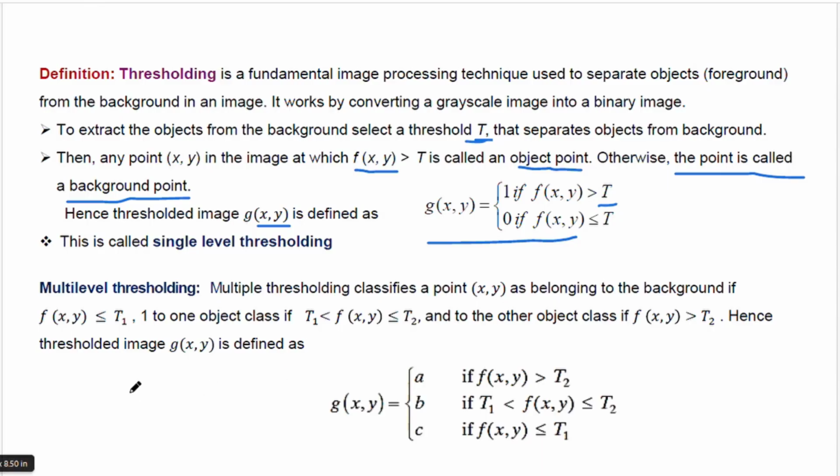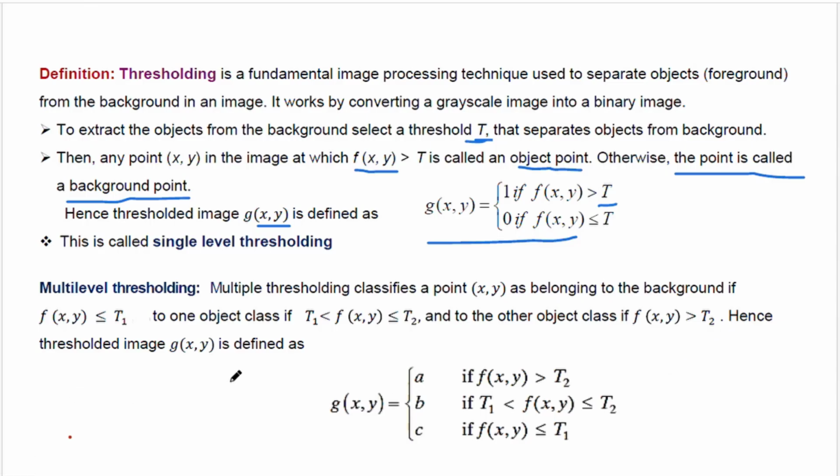Now multi-level thresholding. Multiple thresholding classifies a point x comma y as belonging to the background if f of x comma y is less than or equal to T1. Lowest intensities are background, remember. It belongs to one object class if T1 is less than f of x comma y, which is less than or equal to T2. Means if the pixel intensity is between T1 and T2, consider it as an object of one class. And the other object class if f of x comma y is greater than T2.